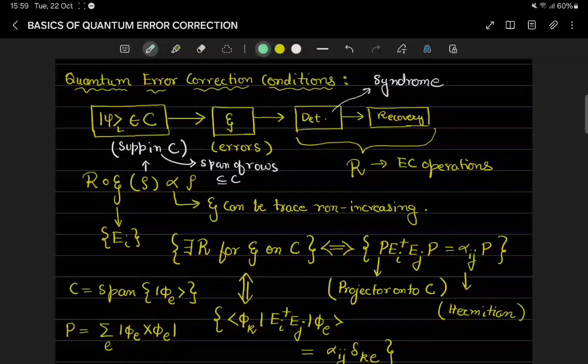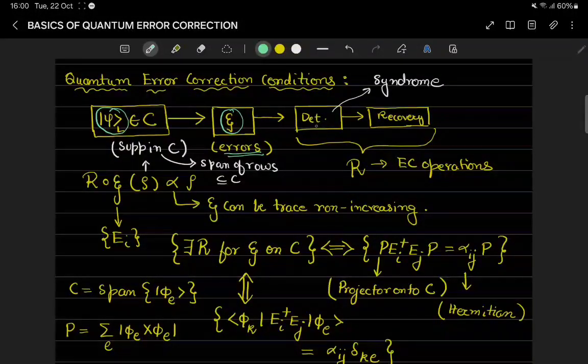So this goes under the name of quantum error correction conditions. Suppose I have a set of states psi L that belongs to the code space. So this is the logical state, and now I put it through some error channel which has some errors. So it will introduce errors in the qubit or any state that is in the code space. So the code space need not be two-dimensional.